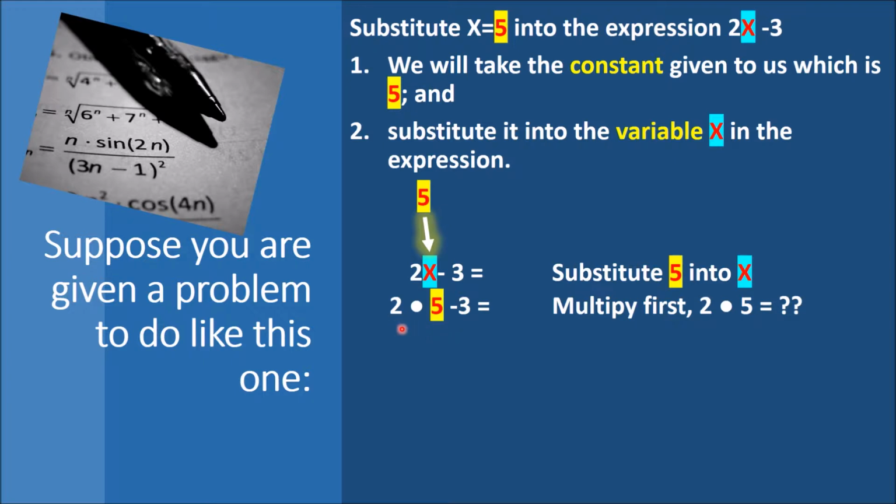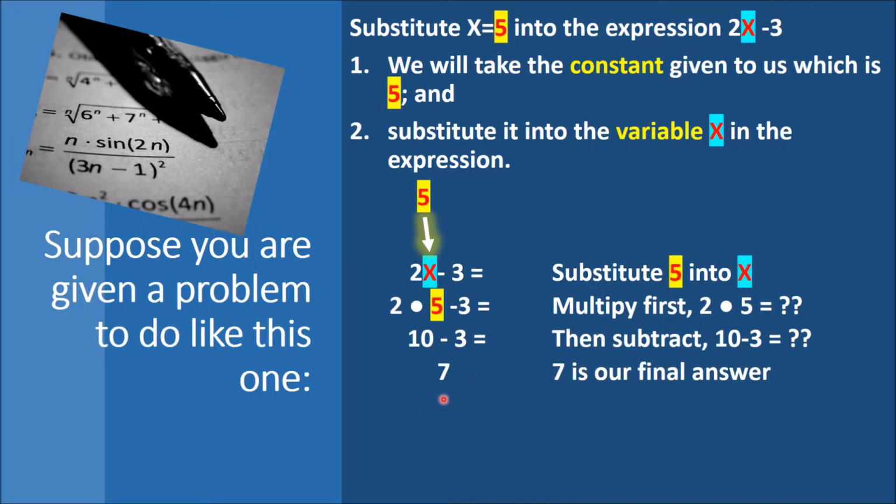So remember, 2x really means 2 times x, and so when I put that 5 into x, I get 2 times 5, and I represent multiplication with that dot. So that's 2 times 5 minus 3 equals. So I've got multiplication, I've got subtraction. If you remember, we should do multiplication first. So we're going to take 2 times 5 first. So let me ask you, what is 2 times 5? Correct, it's 10. So here I get 10 minus 3. So now I'm going to subtract 10 minus 3. And 10 minus 3 is how much? Correct, 7. So 7 is our final answer.